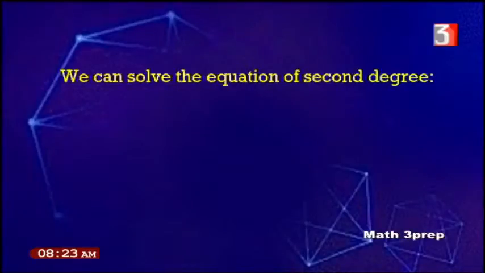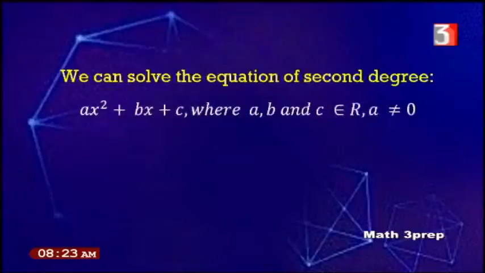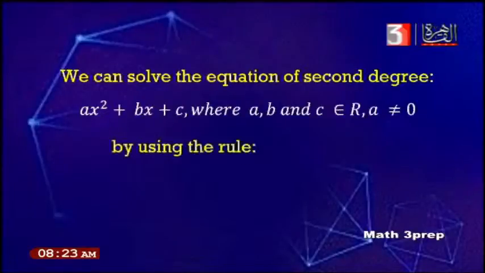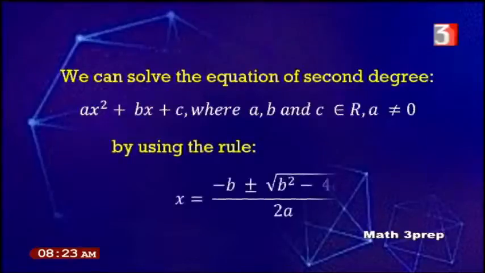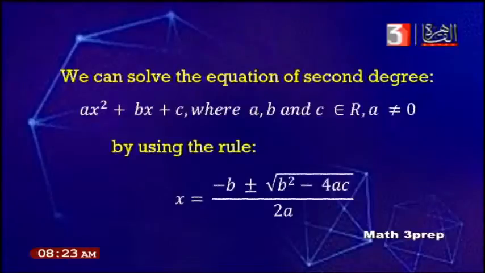We can solve the equation of the second degree, ax to the power of 2 plus bx plus c, where a, b, and c belong to R and a is not equal to 0, by using the rule or the formula which says that x equals negative b, positive or negative, square root b squared minus 4ac over 2a. This rule can be used for all quadratic equations. But if you can factorize, it is easier. If you cannot, you are going to use this rule.